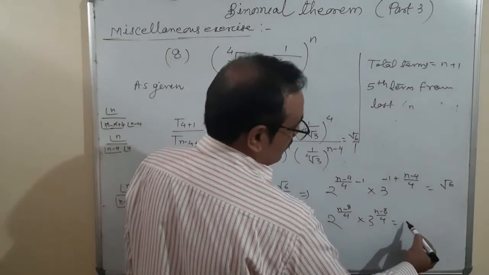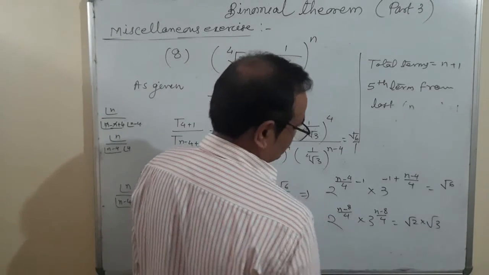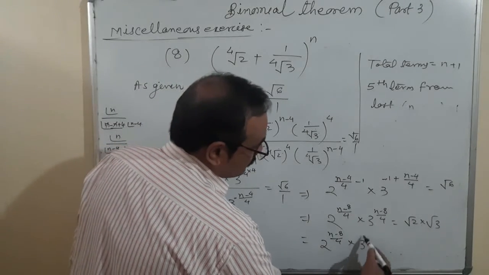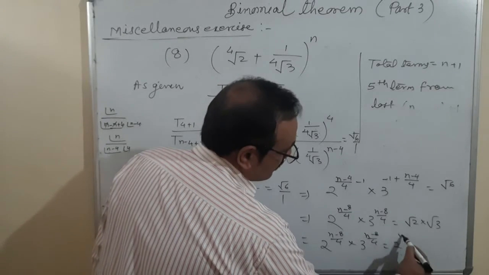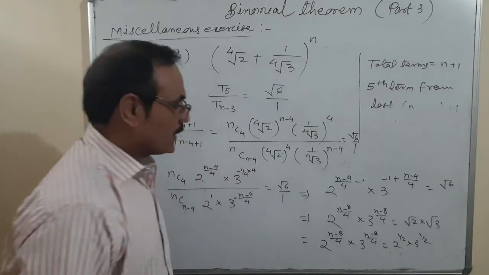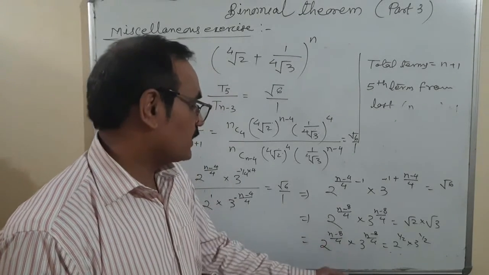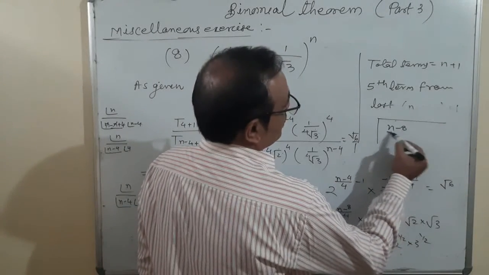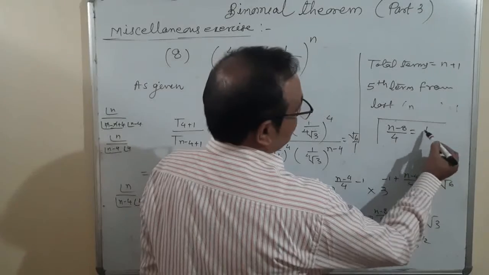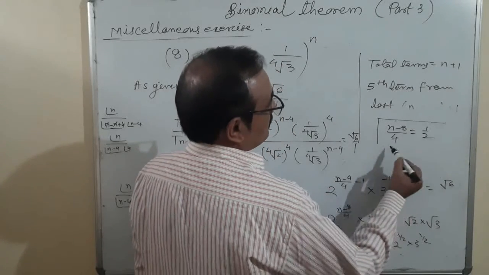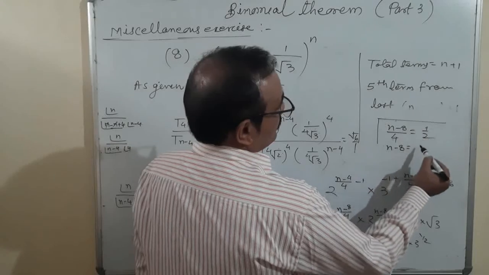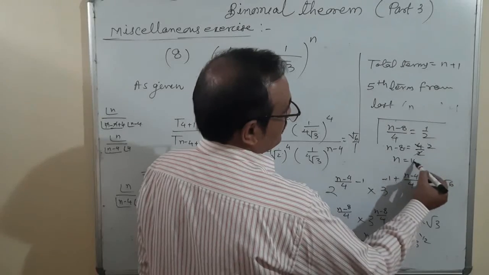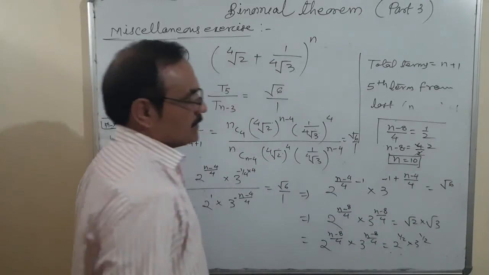Root 6 can be written as root 2 multiplied by root 3. So, very simple: 2 to the power n minus 8 upon 4 into 3 to the power n minus 8 upon 4 is equal to 2 to the power 1 by 2 into 3 to the power 1 by 2. So we can compare this. The bases are the same, so compare their exponents. n minus 8 upon 4 is equal to 1 by 2. So n minus 8 is equal to 4 upon 2, so n is equal to 8 plus 2, which is 10. So the value of n is equal to 10.